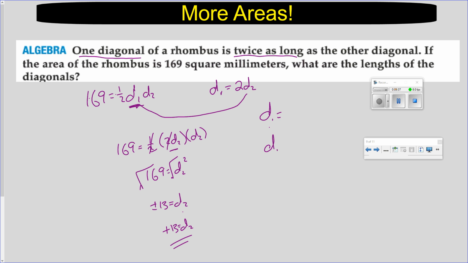I don't know what d2 or d1 is, but remember this equation right here? It's double. So if d2 is 13, then d1 has to be 26. This is in square millimeters, so these are also in millimeters. And that's it. Final answer.